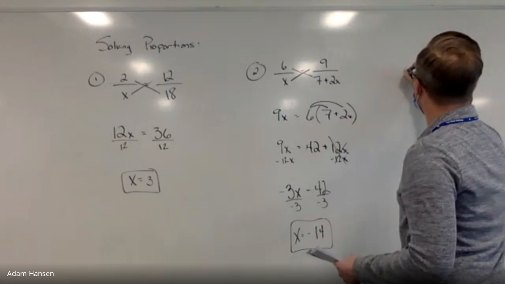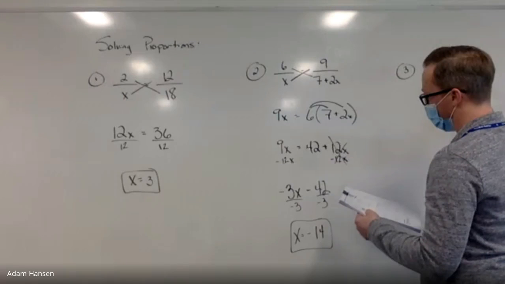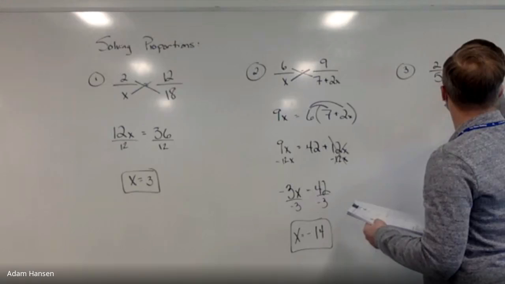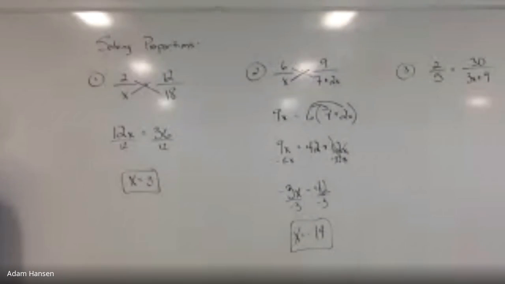Let me put the last one here. I want you guys to try this one. As 30 is to 3x plus 9. Solving proportions is going to be a good skill to have if you're trying to work with similar things. Solve the proportion by using cross products.